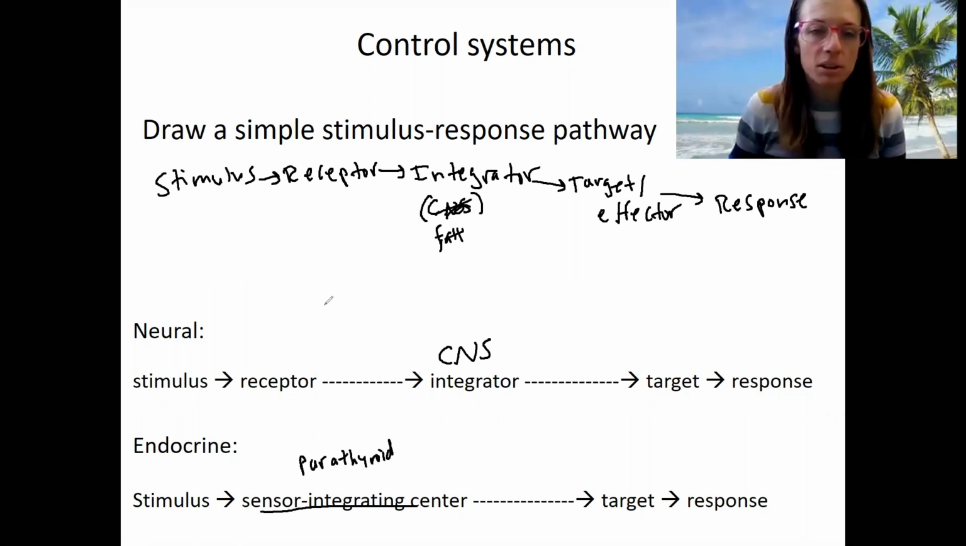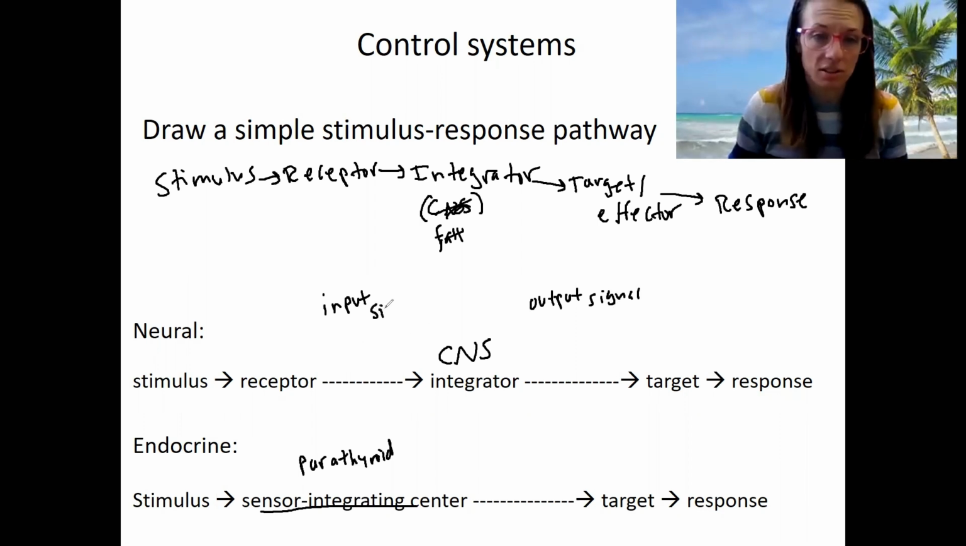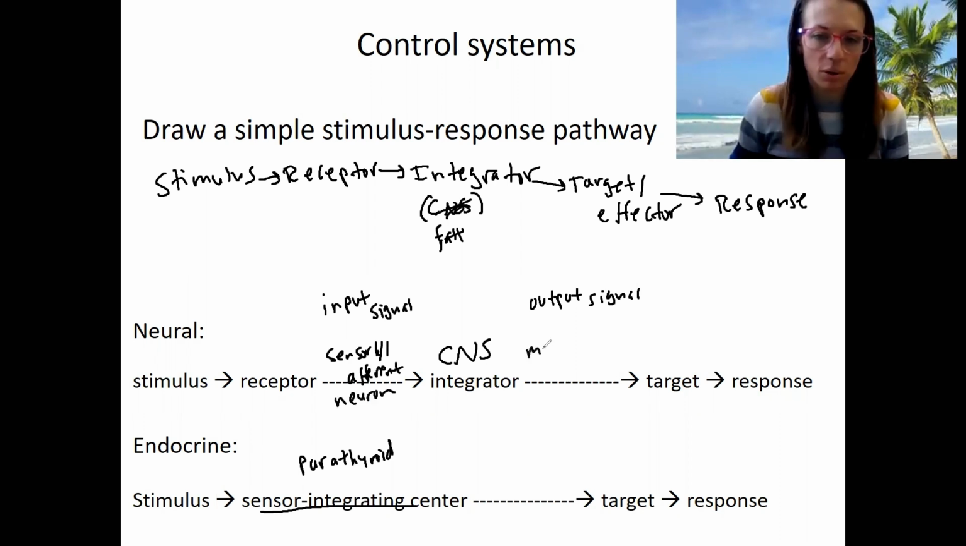One thing I want to add to both these pictures is what these dashed lines are. So remember these input signals and output signals. And in the central nervous system, a neural reflex, what are these? You should know this. This is going to be your sensory or afferent neuron. And this is going to be your motor or efferent neuron.